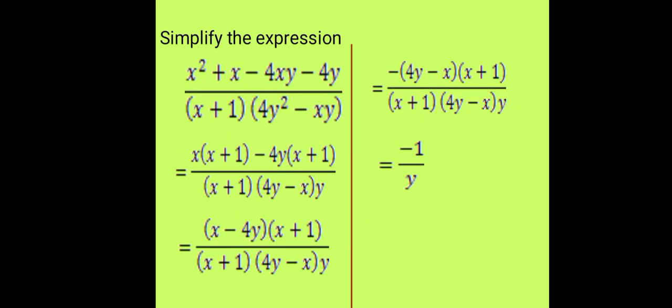Simplify the expression. To simplify the expression, we shall factorize the numerator and factorize the second part of the denominator. If we factorize, they cancel out comfortably, so that we remain with the negative half all over y as the answer.